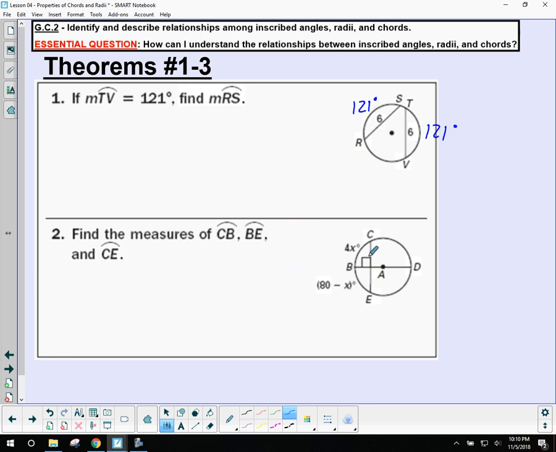Perpendicular. So I want to go 4x equals 80 minus x. We're going to add x to both sides. We get 5x equals 80.